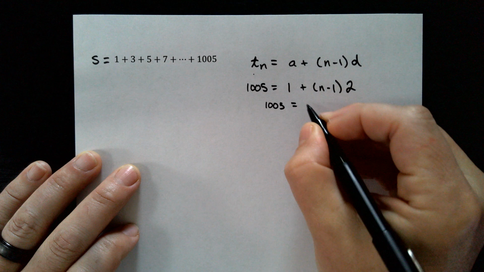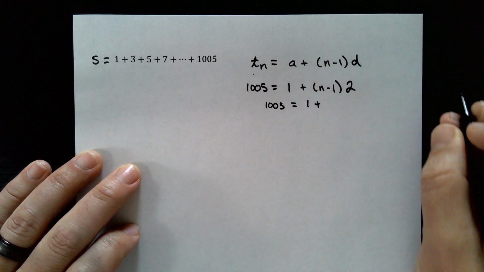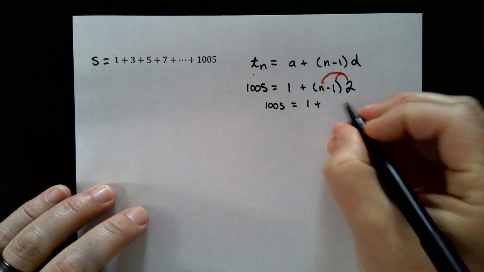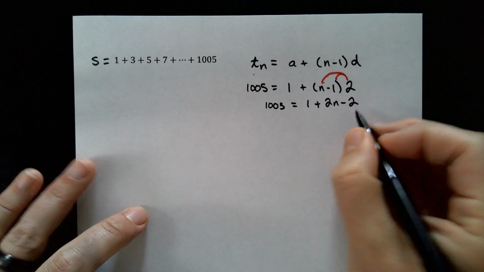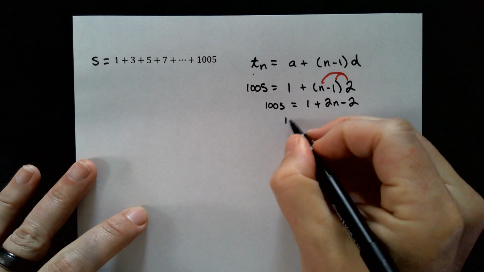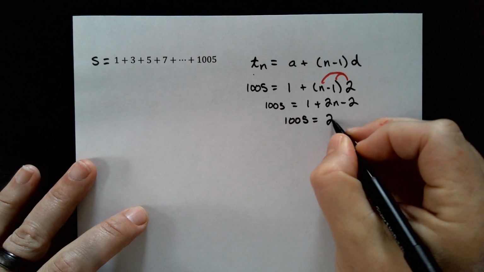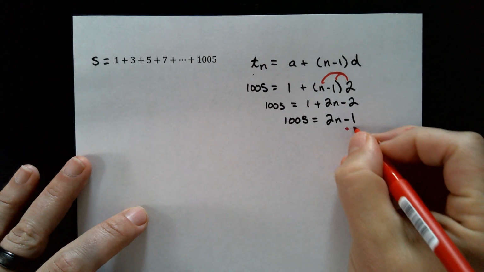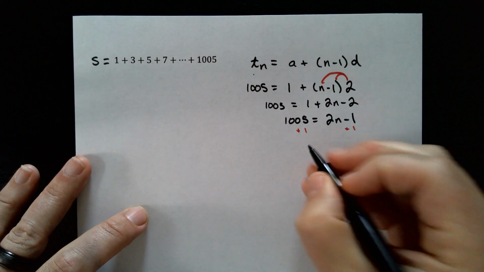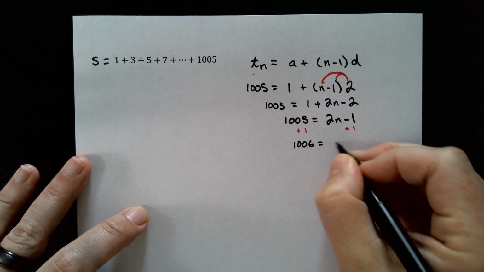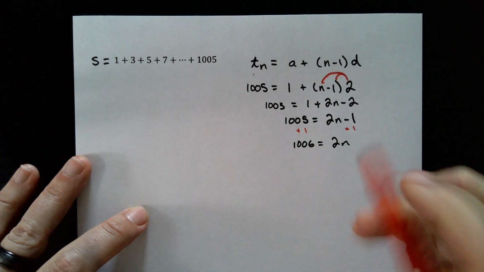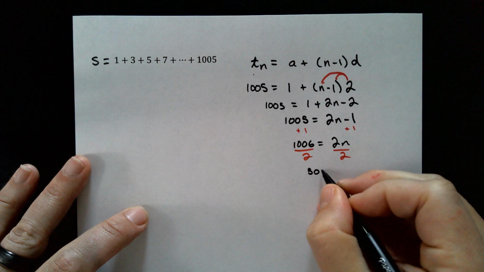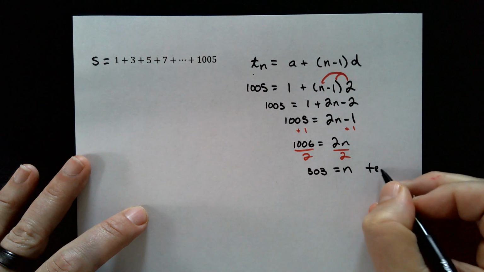1,005 is equal to 1 plus, we distribute here, and we get 2n minus 2. Okay, let's combine this 1 and this negative 2, so that gives me 1,005 is equal to 2n minus 1. Okay, I'm going to add the 1 to both sides here, so that'll give me 1,006 on the left equals 2n, and then if I divide by 2, that gives me 503. So I have 503 terms.